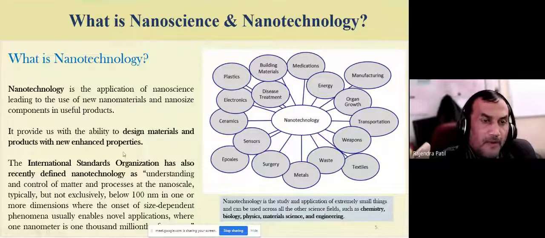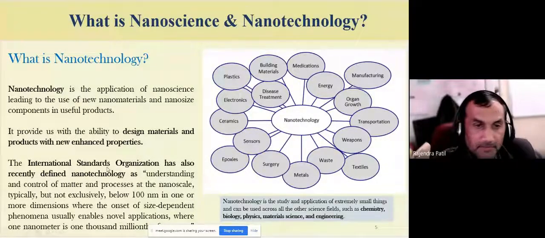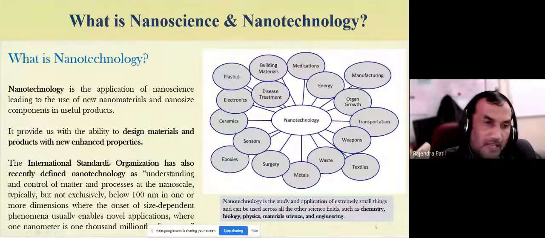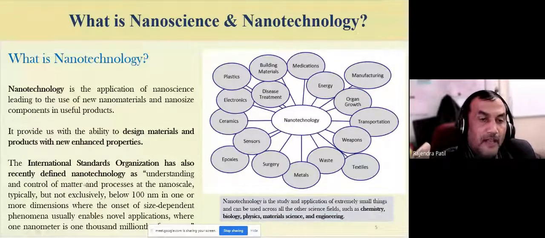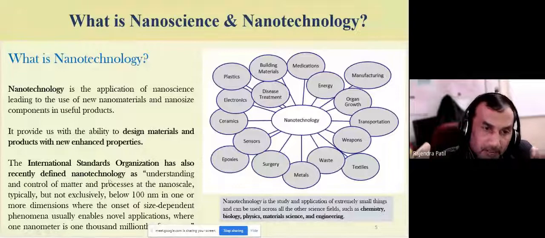Well, before I continue and start further the application of nanoscience, I'd like to view the standard definition that is mentioned by the American Society.